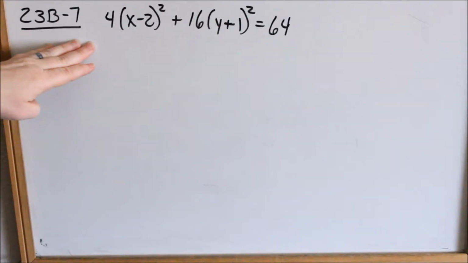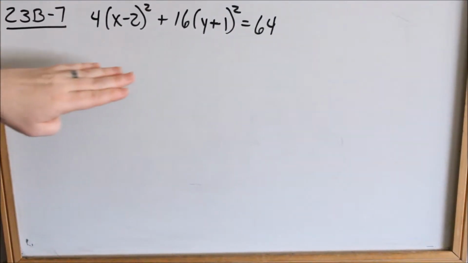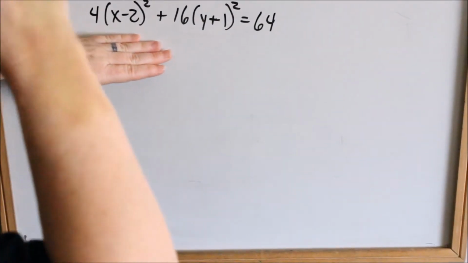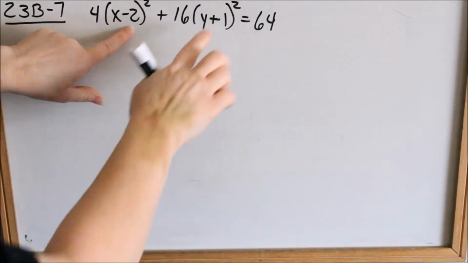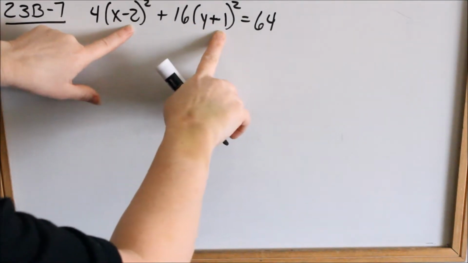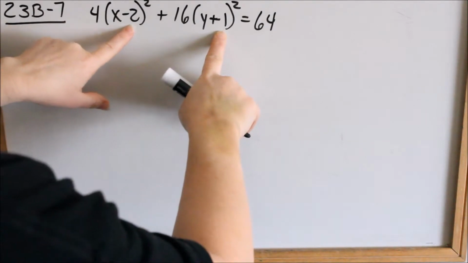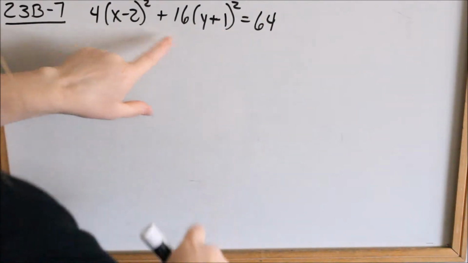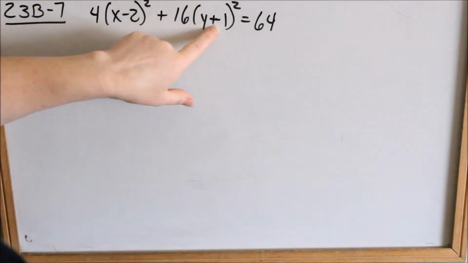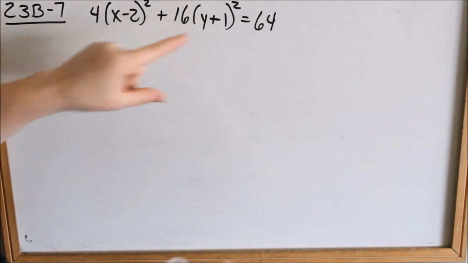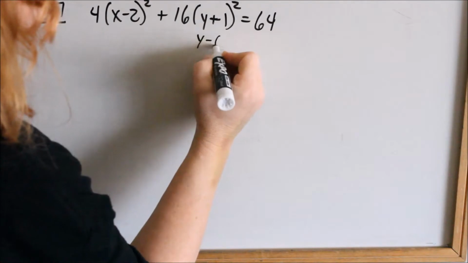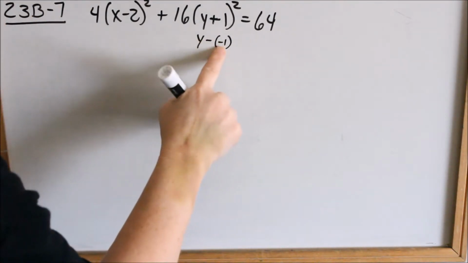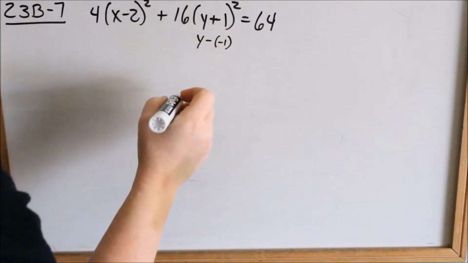Okay, let's look at 23B7. So now we don't have the simplified ellipse, we have parentheses. When you have parentheses, that's going to tell you that your center is somewhere else other than the origin. Okay? So in order to get this in general form, this needs to be a subtraction sign. So if that was a subtraction sign, it would be 1 minus a negative 1, because minus a negative 1 would give me a positive.